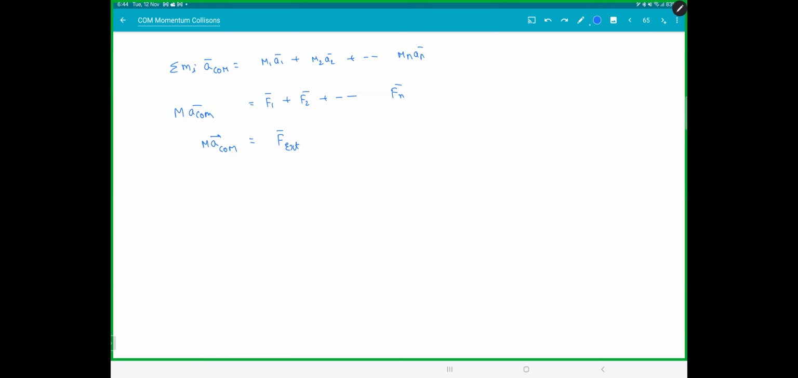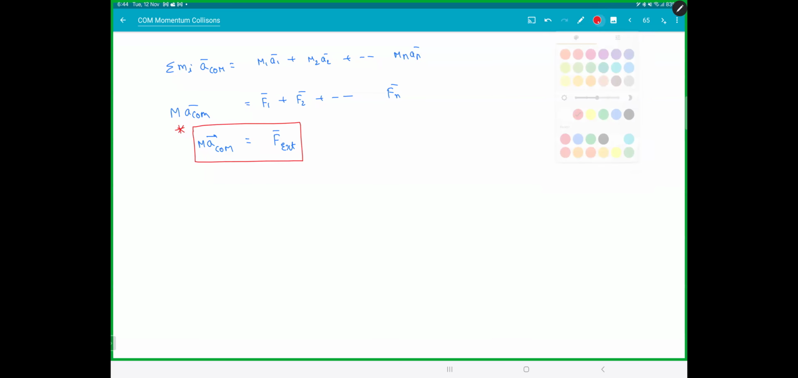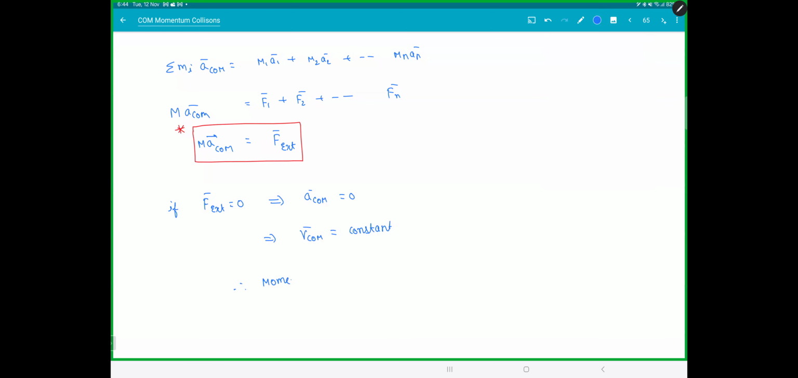So from this we can see F external is M times acceleration of center of mass. Till now, in the formula F equals ma, that A is the acceleration of center of mass. So if F external is 0, this implies acceleration of center of mass is 0. This implies velocity of center of mass is constant. If acceleration is 0, velocity is not necessarily 0, but it is constant. Therefore, momentum is constant. So if there is no external force on the system, momentum is conserved. This is your second conservation, everyone: the law of conservation of momentum.